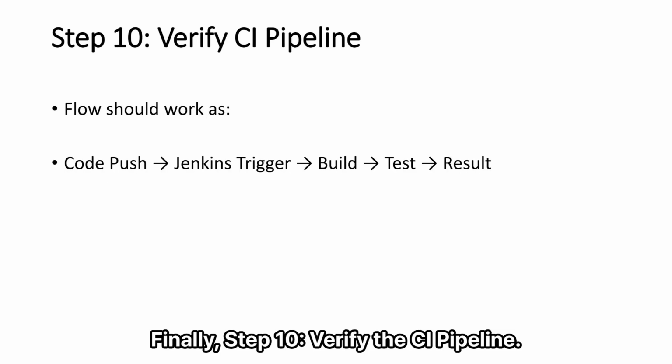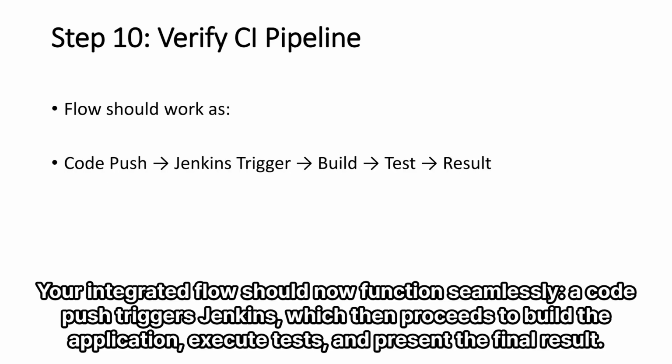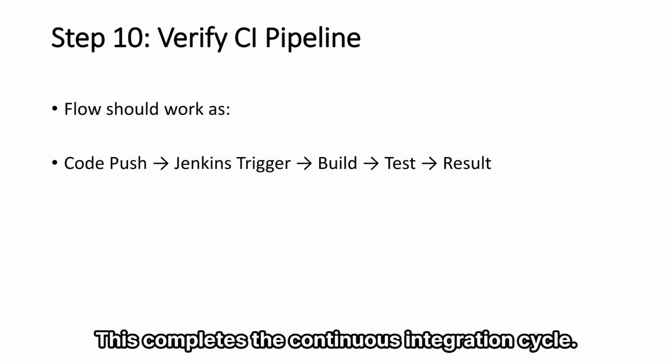Finally, step 10. Verify the CI pipeline. Your integrated flow should now function seamlessly. A code push triggers Jenkins, which then proceeds to build the application, execute tests, and present the final result. This completes the continuous integration cycle.